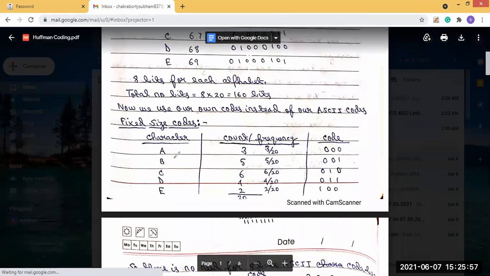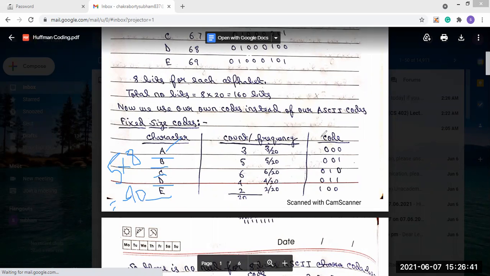If we take all these characters, A, B, C, D, how many characters are present? A total of 5 characters. And we have to send the ASCII code of each character. We know that ASCII is 8 bits, so each character has an 8-bit ASCII code. That means 5 times 8, which is 40 bits.